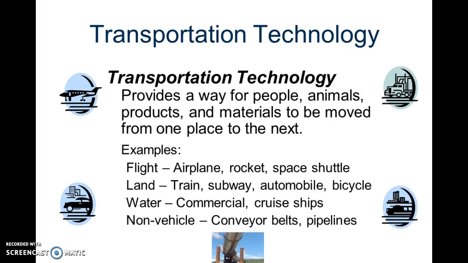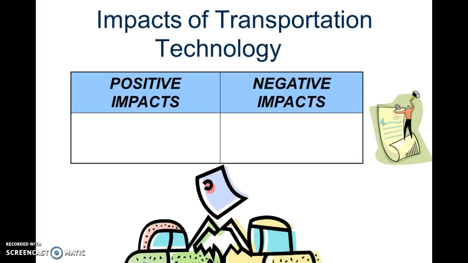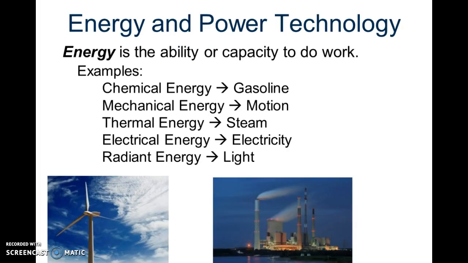Transportation technology provides a way for people, animals, products, and materials to be moved from one place to another, such as airplanes, rockets, space shuttle, trains, subway, automobiles, and my favorite, the bicycle. We see barges for water traffic, and non-vehicle transportation like conveyors in factories and pipelines that might haul petroleum from one side of the country to the other. Our positives are being able to go long distances faster. Our negatives are accidents.